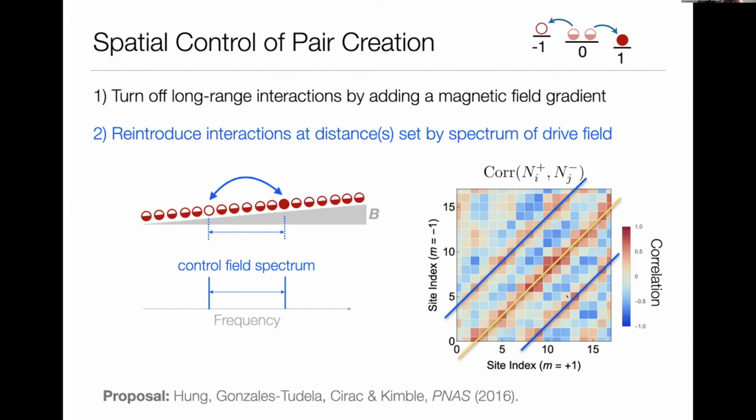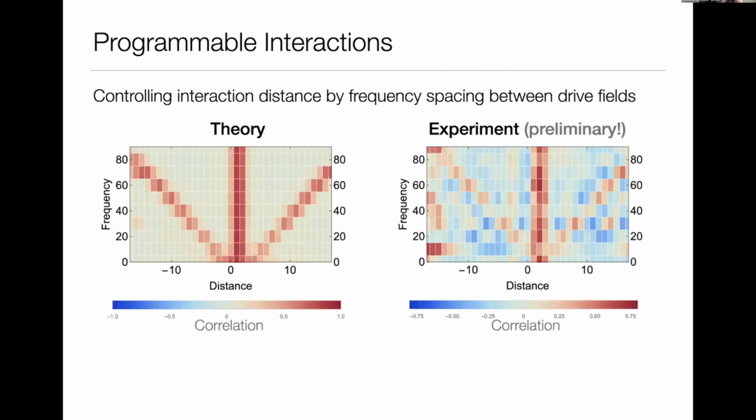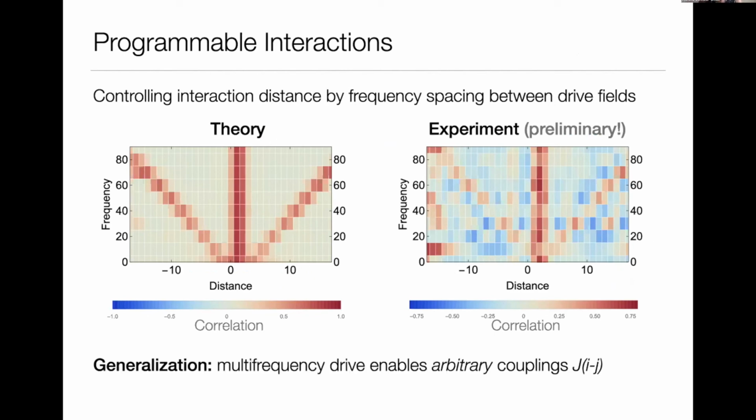And lastly, we can change the frequency spectrum. It's easy to change the frequency spectrum of a laser. In this case, if we change the spacing between these two control fields, we look at what distance the correlations appear. This is theory. This is kind of the first experiment, and they're already starting to take even cleaner data on this, but you can see the position where the correlations appear tracking that frequency spacing. So this is a really neat method that allows you, in principle, once you start to program the spectrum of the laser field, to really program arbitrary couplings between the spins.